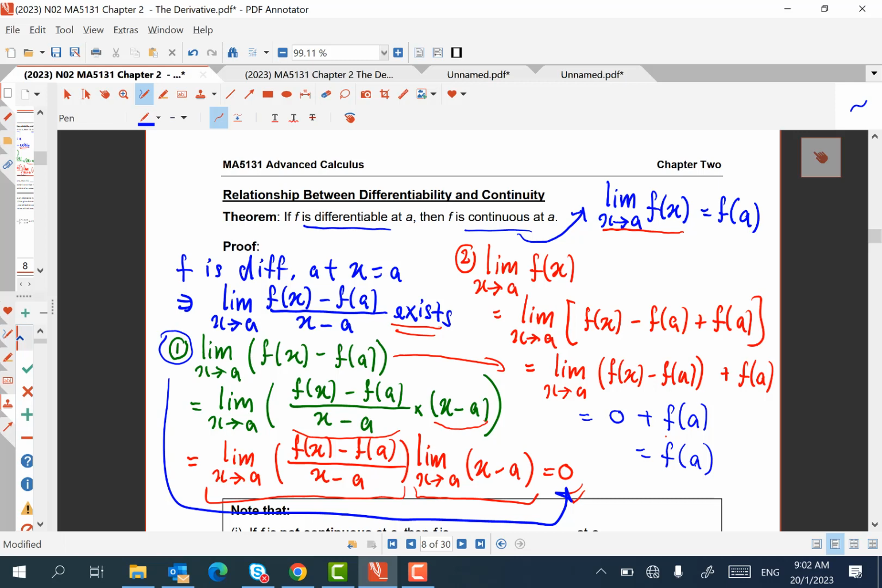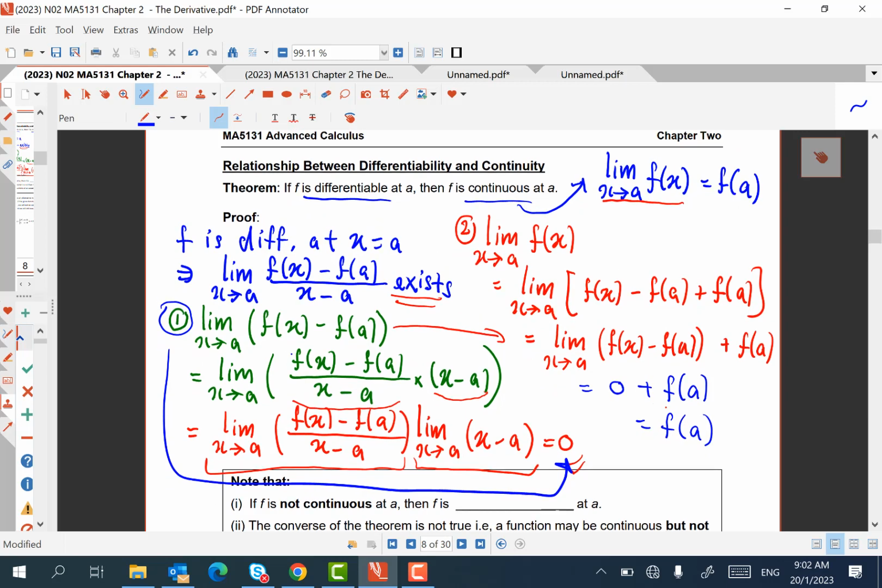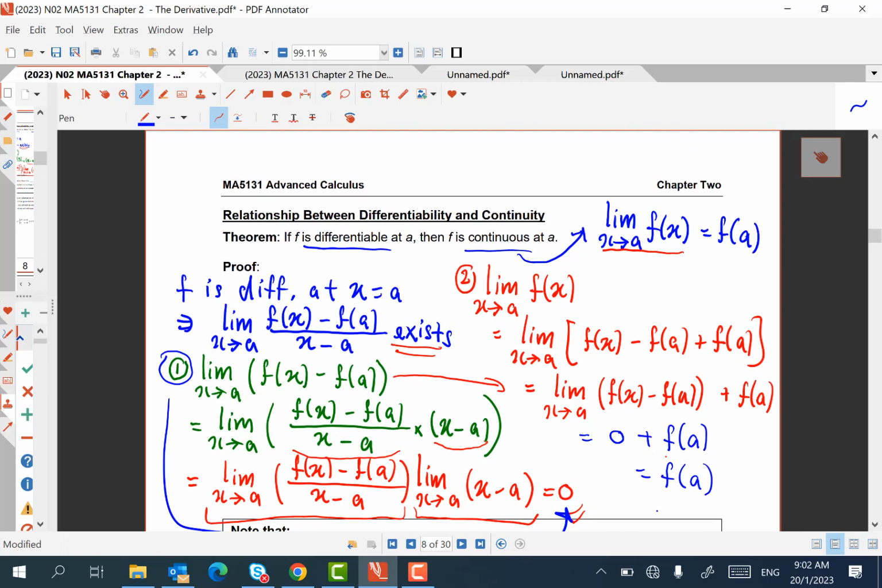Okay, so put a remark. Make a concluding remark. I'm going to put it here because there's no space. Hence f is continuous at x equals A. Let's put a concluding remark.